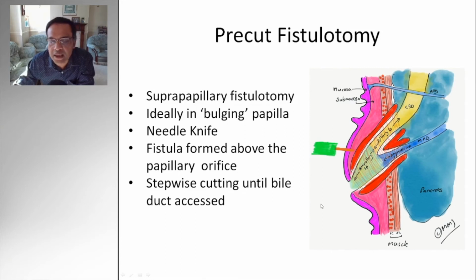The next technique is called Precut fistulotomy. In this technique, we use a needle knife to make a suprapapillary fistula well above the papillary orifice. We make stepwise incisions until we reach the bile duct, and then a wire is passed into the duct and the cannula is passed over the wire.